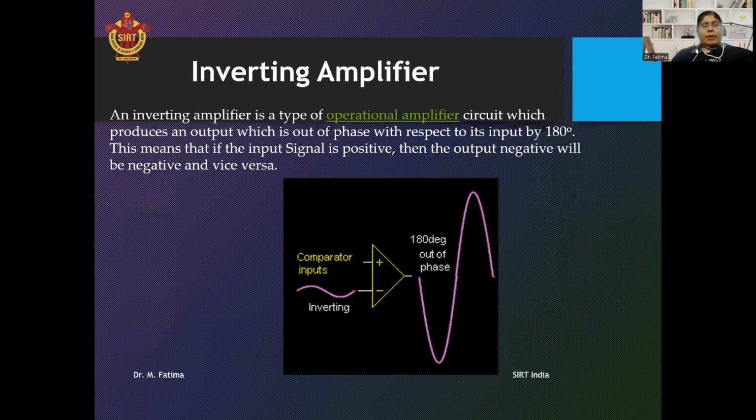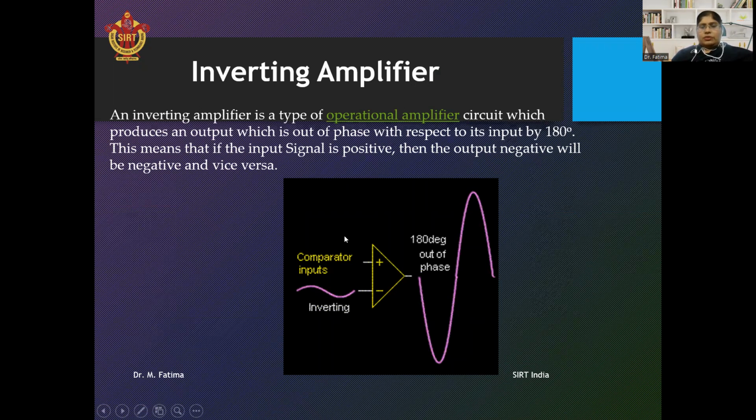Now I'm taking inverting amplifier. An inverting amplifier is a type of operational amplifier circuit which produces an output out of phase with respect to its input by 180 degree. This means that if the input signal is positive, then the output signal will be negative, and vice versa also.